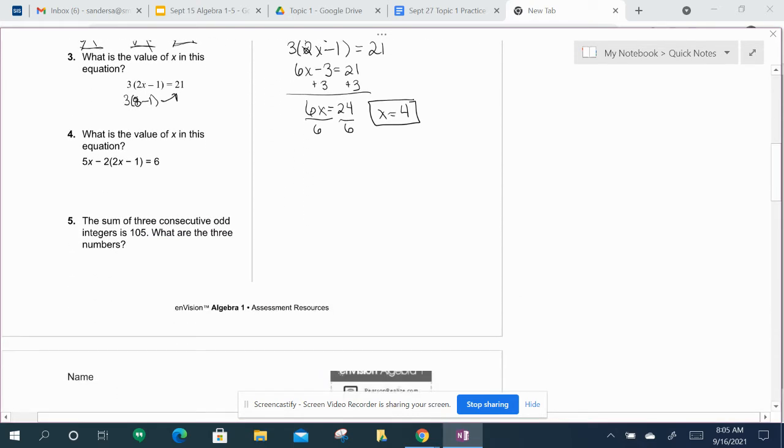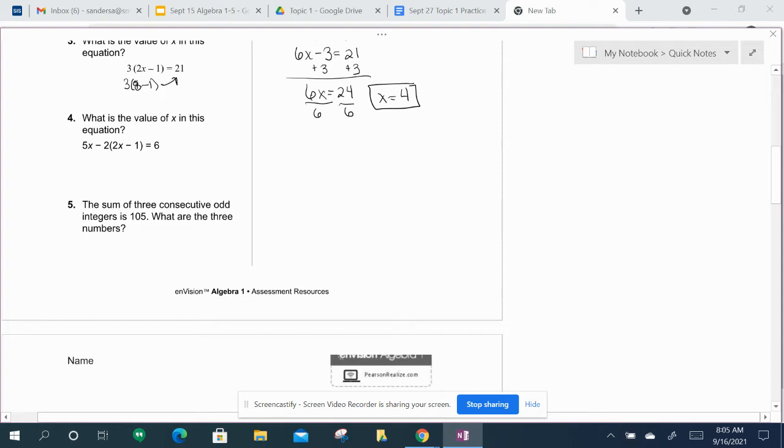All right, moving on to number 5. It's just asking me again to solve an equation. Again, I see some parentheses, so I'm going to start by distributing that negative 2 in. Don't forget that sign goes with the problem. So I haven't done anything with the 5x, so I'm just going to bring it down. But the negative 2 times 2x becomes a negative 4x, and the negative 2 times negative 1 becomes a positive 2, all equal to 6.